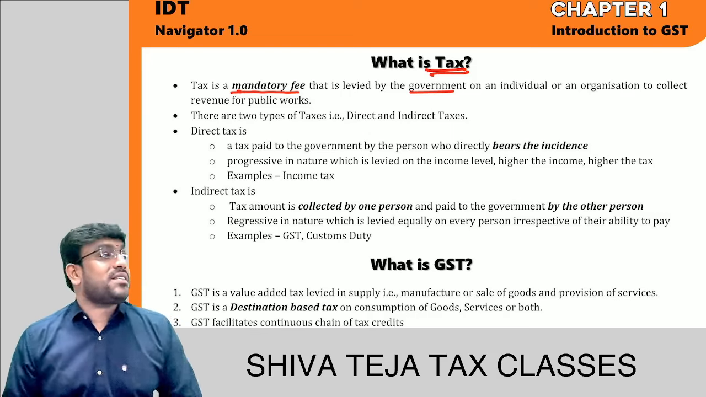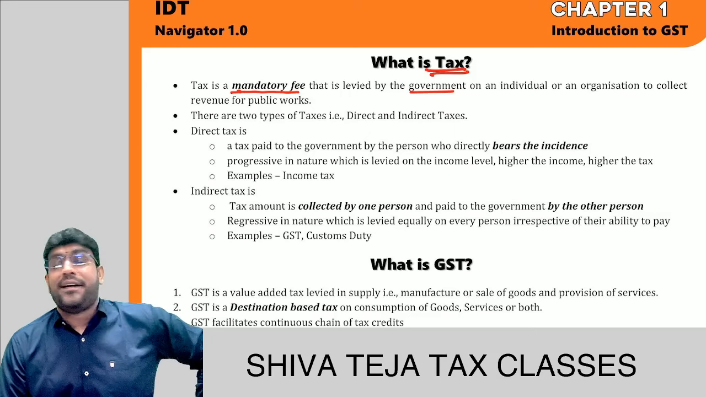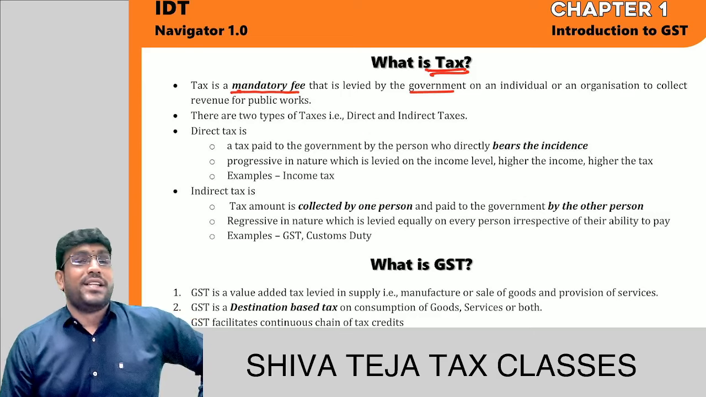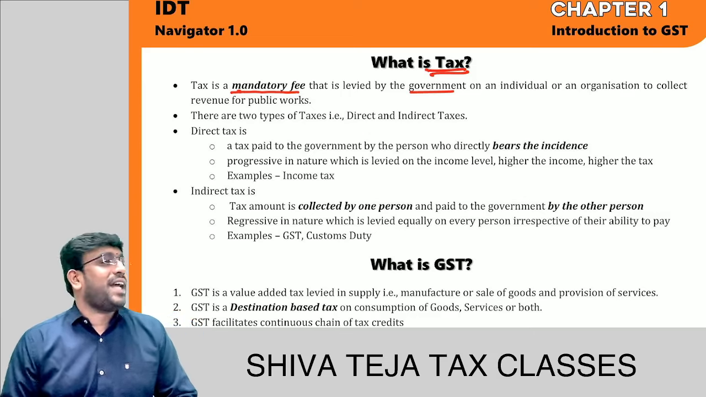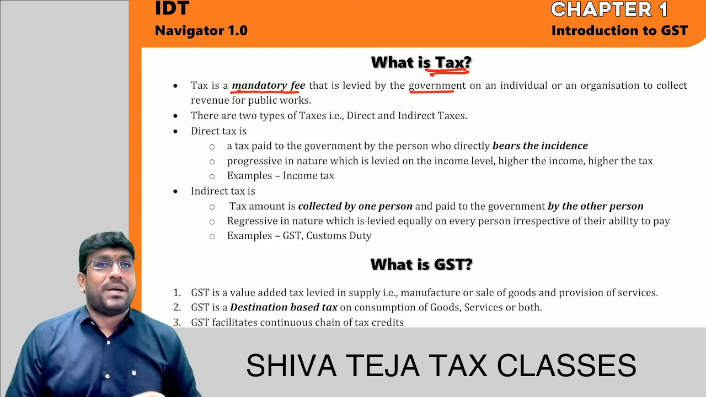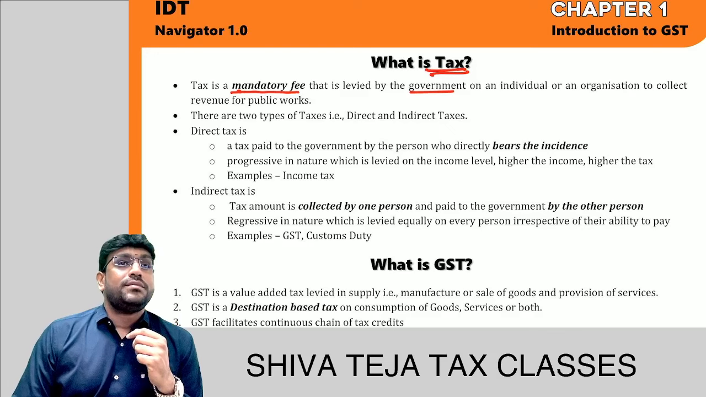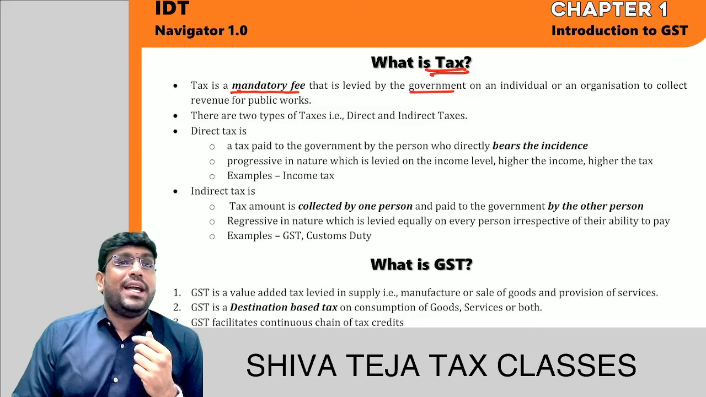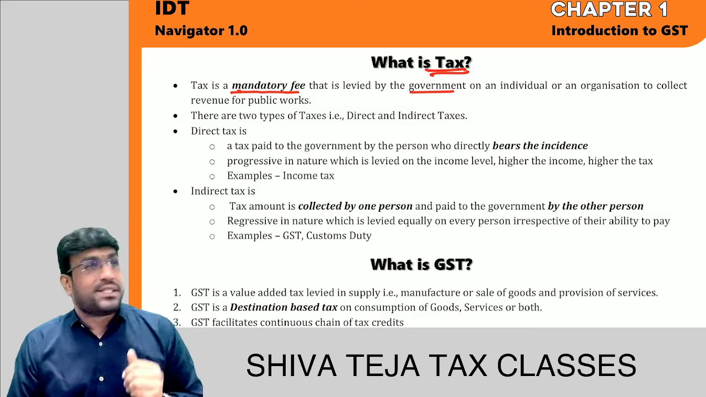What are the 2 types of taxes? Direct tax and indirect tax. Direct tax means a tax where impact and incidence is on same person. Indirect tax: impact and incidence is on different person. Impact means who is liable to pay. Incidence means who actually pays.